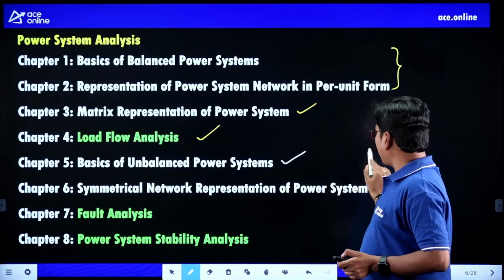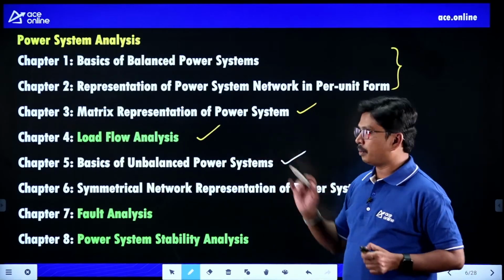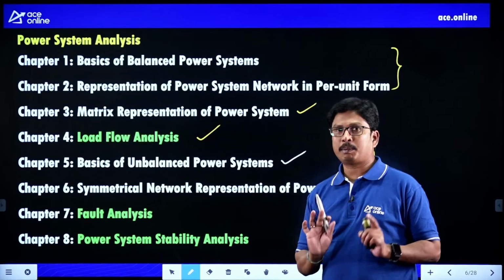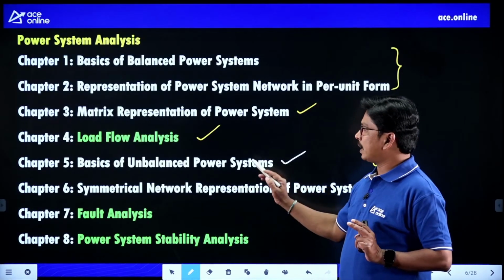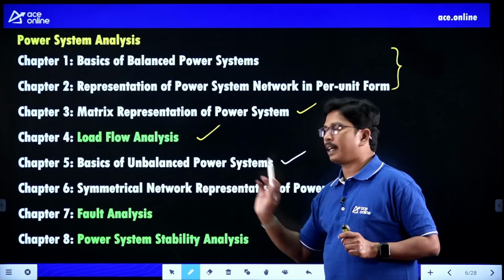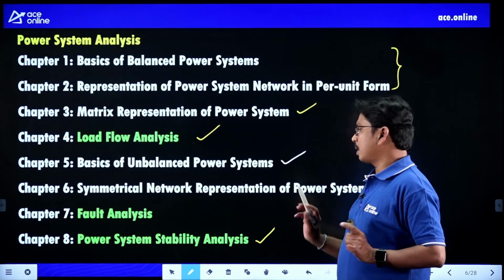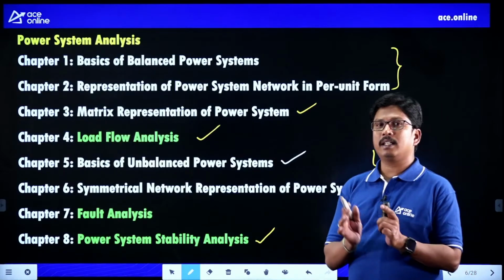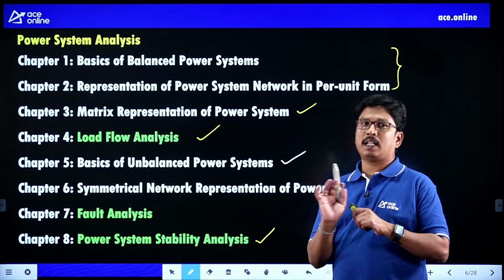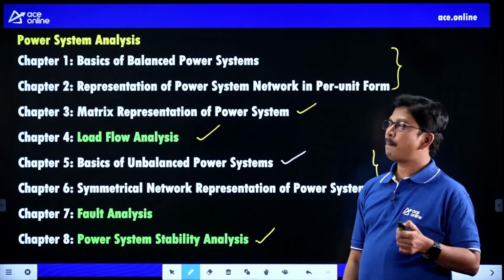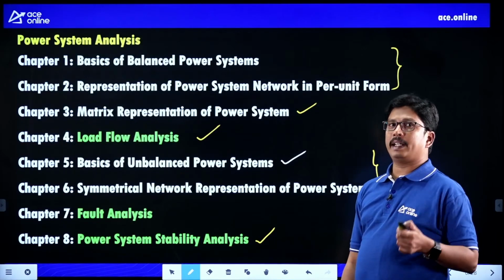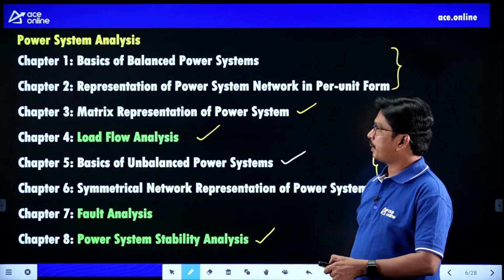And chapter 5 and chapter 6 we are studying to understand chapter 7, right? Without understanding chapter 5 and chapter 6, we are unable to go to chapter 7. And finally, power system stability analysis, where we are studying steady state stability analysis as well as transient stability analysis and equal area criteria related concepts, right?